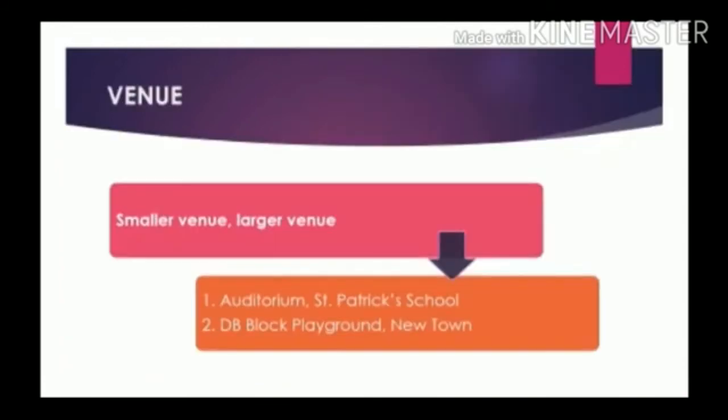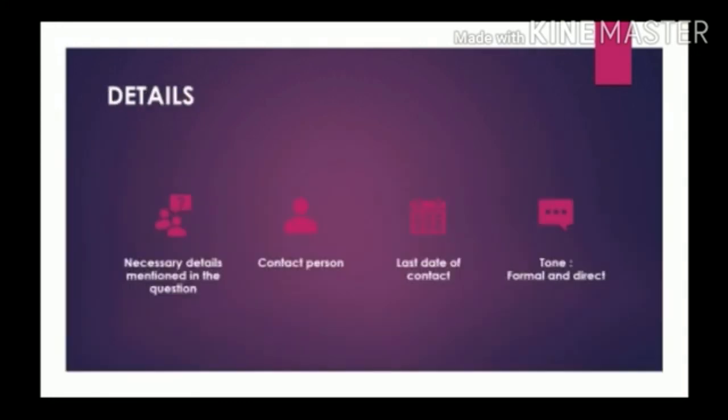As we come to the venue of the event, we follow a particular pattern here. You need to write the smaller venue followed by the larger venue. Just two parts of the venue, and following the current pattern of the notice, you do not need to write any pin code or such details. The examples on the screen show how the auditorium or playground are for the smaller venue, and the name of the school or area are for the larger venue.